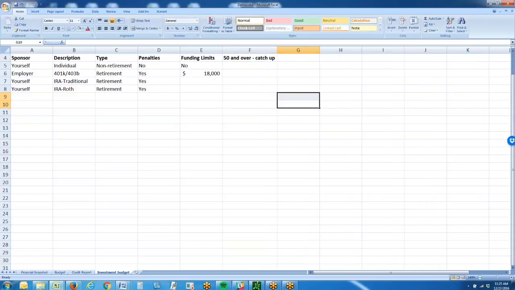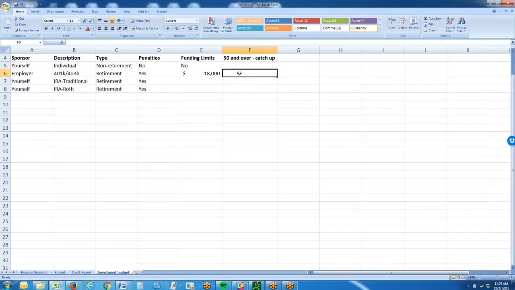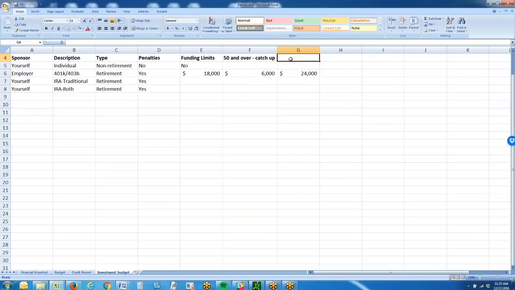And so if you're 50 and over, the government allows you to put in an extra $6,000 to help you catch up on your retirement savings. That means for this particular year, 2016, the max you can contribute is $24,000 if you're 50 and over, or $18,000 if you're younger than 50.